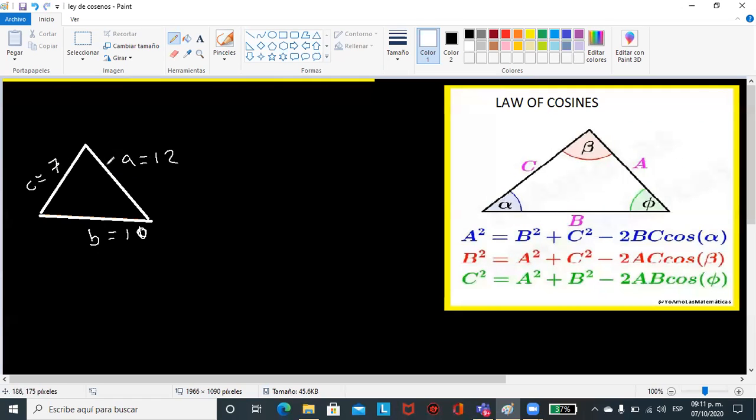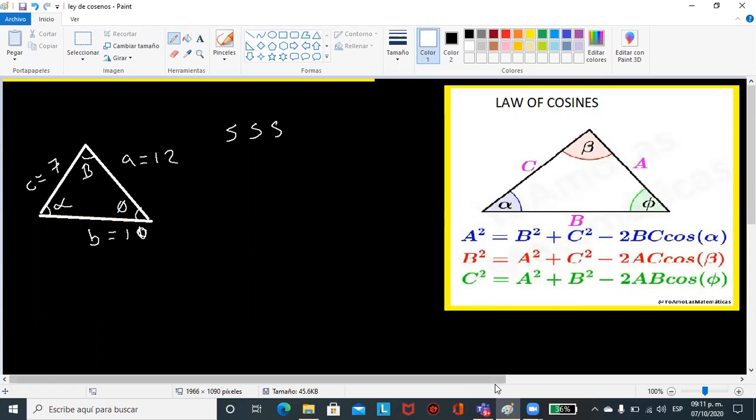So what we have here is that we don't know the angles. This angle is beta, this angle opposite of C is theta, and the angle opposite of A is alpha. Okay, so what we have here is a triangle called side, side, side, because we only know the sizes, but we don't know the measure of the angles.